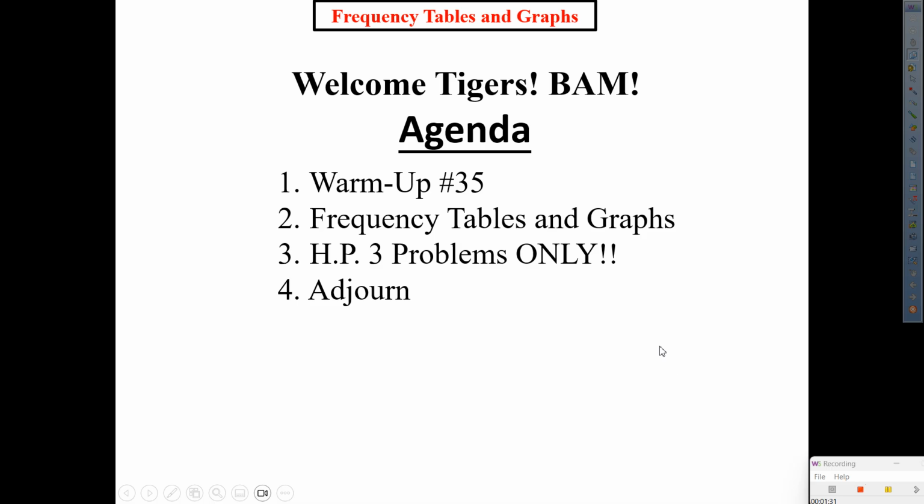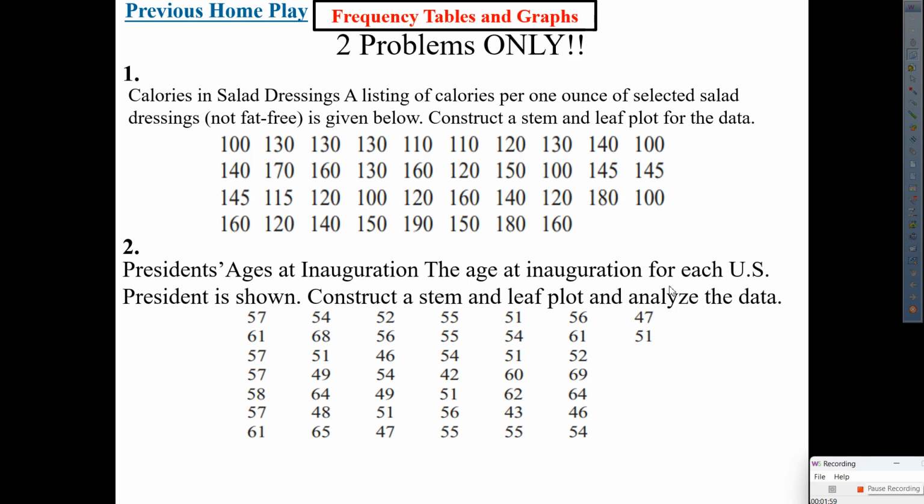All right, as you're copying the agenda, here's a code for your home play access, MQSV7, MQSV7. Celeste? Your home play from last night, are those two problems? Hold on to them for right now. I'm going to open the assignment in a little bit once we get started with some practice.